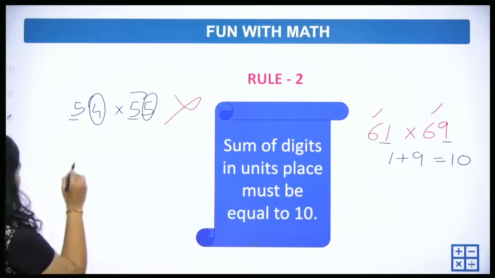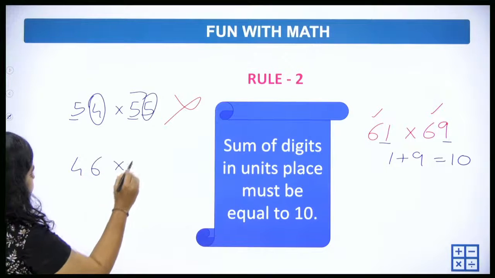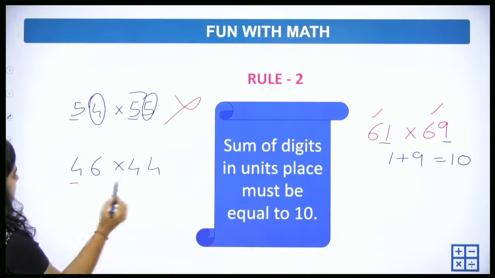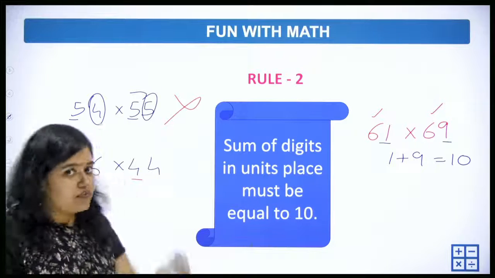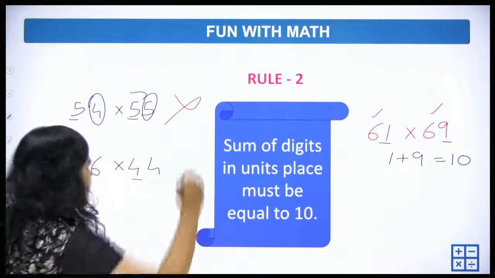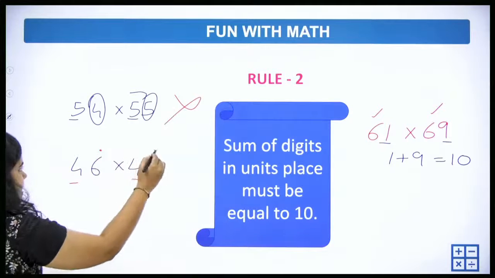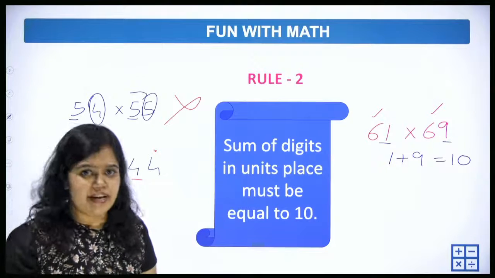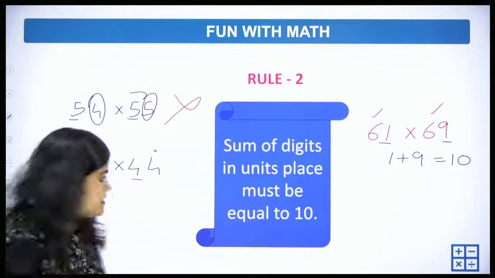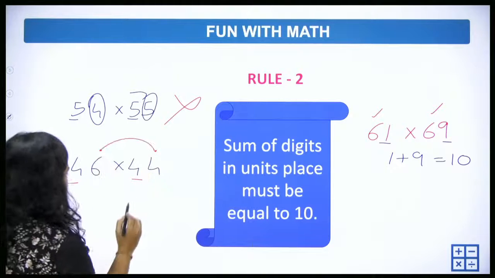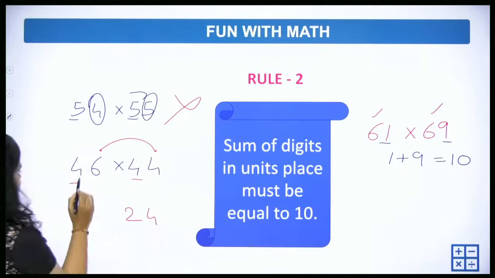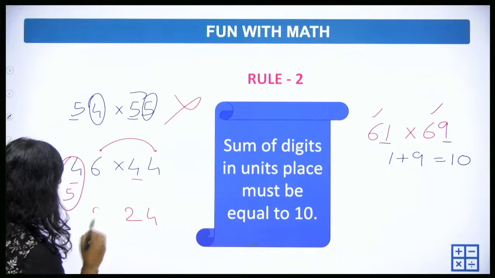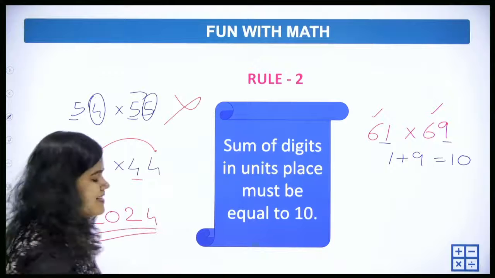Let's go for one more number. What about 46 into 44? Well, in tens place we have 4 and 4. Yes, first rule is satisfied. What about rule 2? 6 plus 4 is 10. So here you can use the trick, and what will we get the solution as? 6 4s are 24. Again you have 4, so 5 into 4. 5 4s 20. So 2024 is the product.